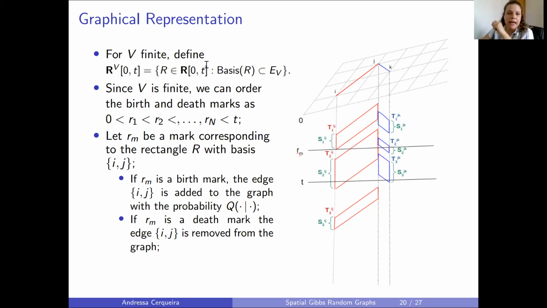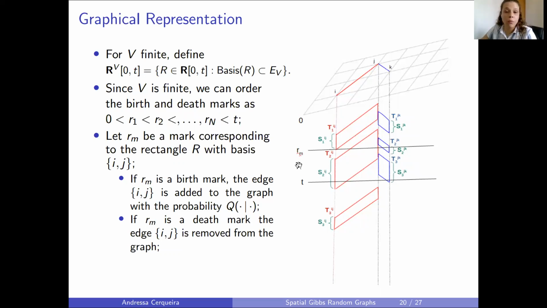So when V is finite, we can define the set of all rectangles that were born in the time interval 0 to t. So fix here some time, and I'm going to look at all the rectangles that were born here. Since V is finite, we can order all the occurrence times that we have. So I can have a mark that can be a birth time or a mark that can be a death time. So we just order all the marks. Since V is finite and the time interval is also finite, we can do this.